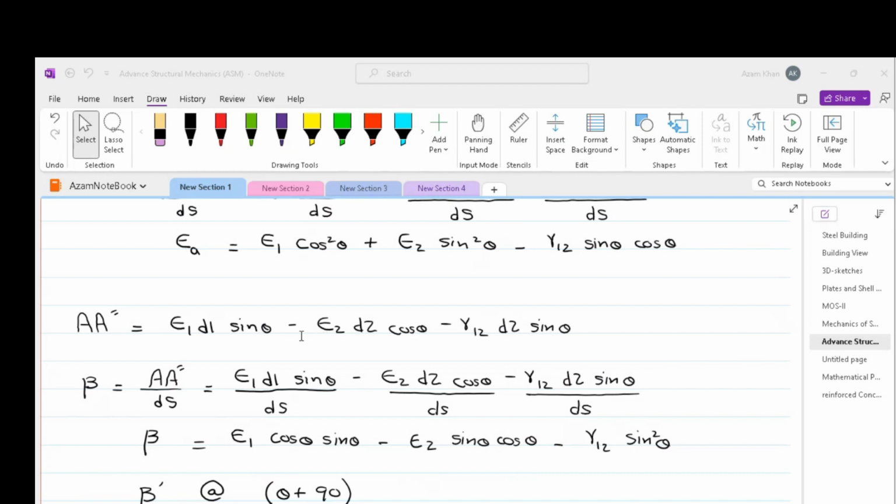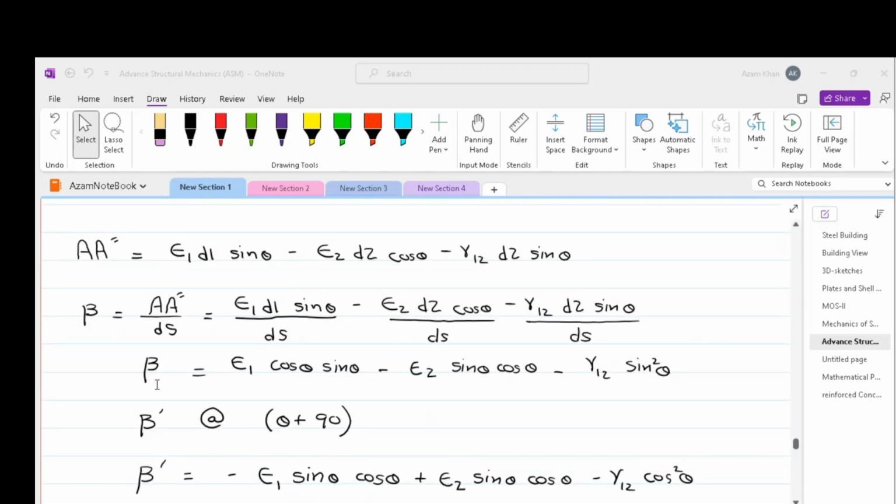Once this is found, again we can divide this whole expression by ds and plug the values of d1 by ds, d2 by ds. We get beta equal to strain 1 cos theta sine theta minus strain 2 sine theta cos theta minus gamma 1 2 sine square theta.